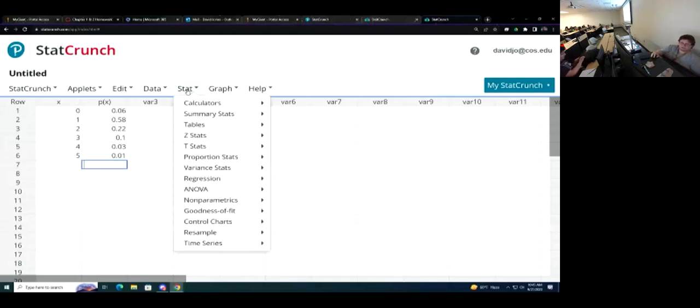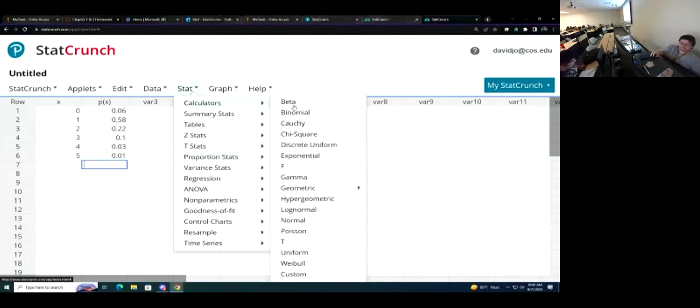We are going to go stats, table, stats, calculators, and custom is way down at the bottom. Notice everything else on this list is alphabetical, except the word custom. Like, who did this? They just need to get slapped.